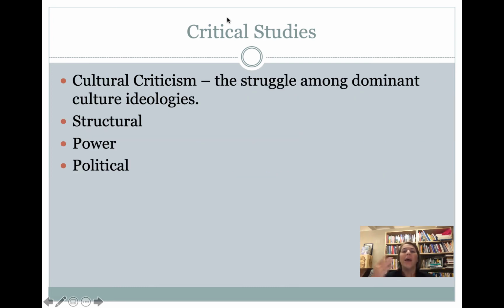All right. So our third criticism is cultural criticism. And this one looks at the struggle among dominant culture ideologies. And certainly when we look to different cultures, they have different ways of doing things and different beliefs. And we criticize them for doing that. And we get into power struggles. And I was mentioning that at the beginning.